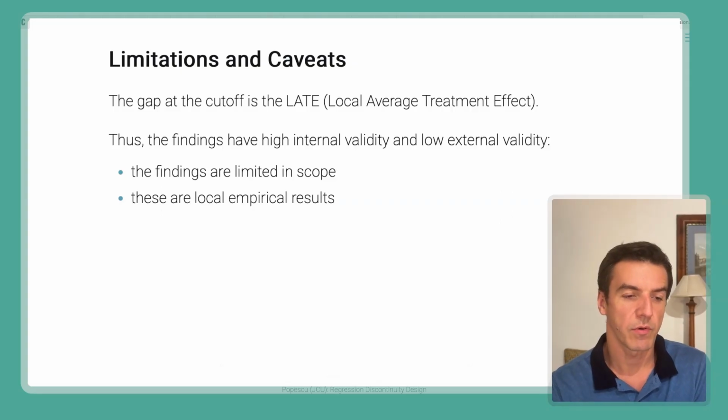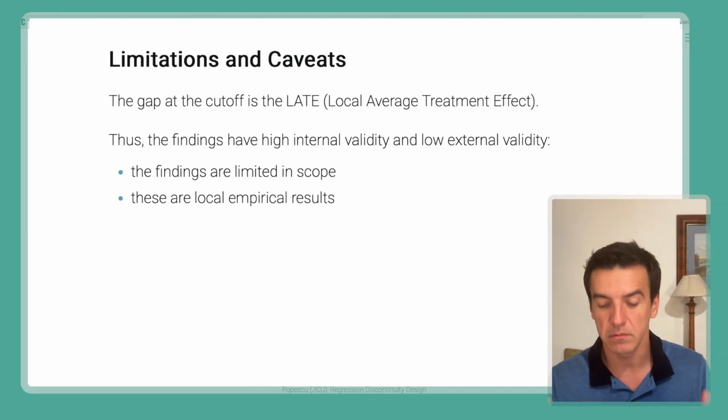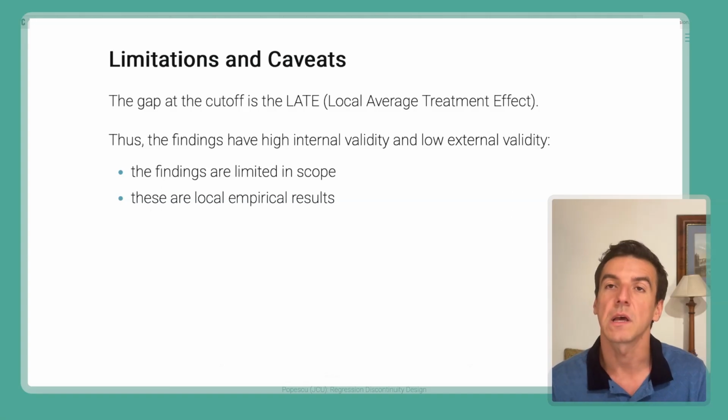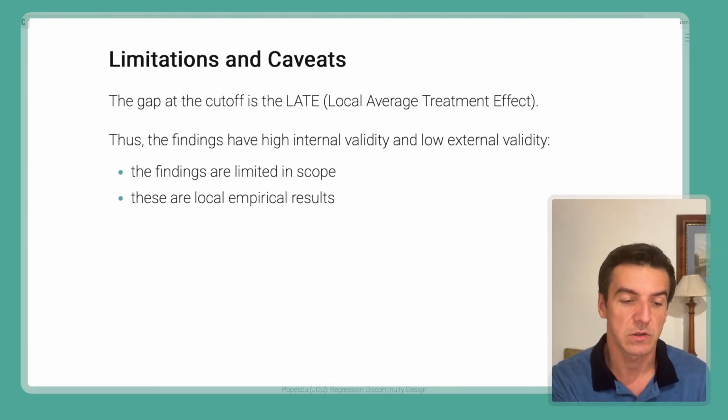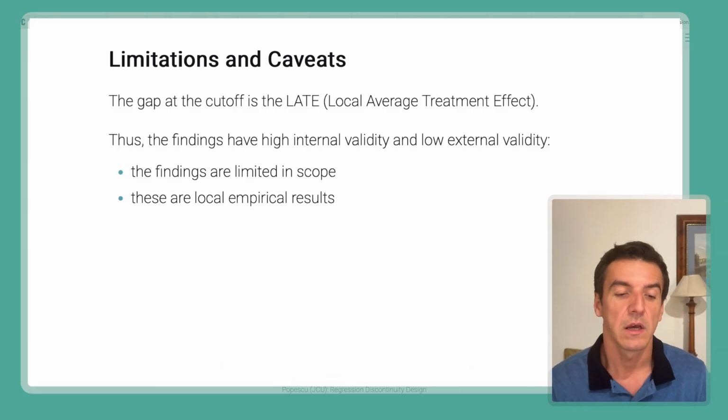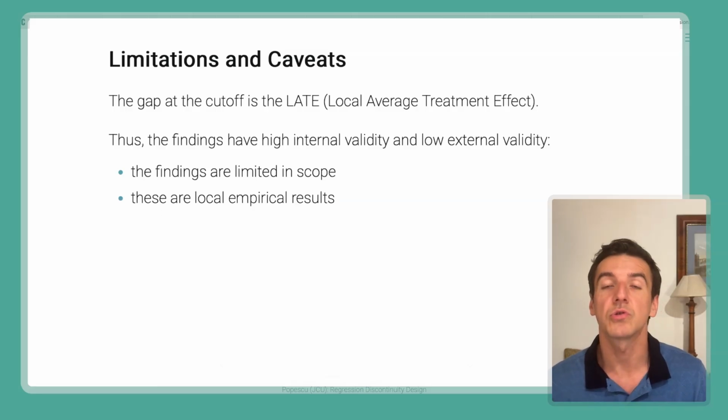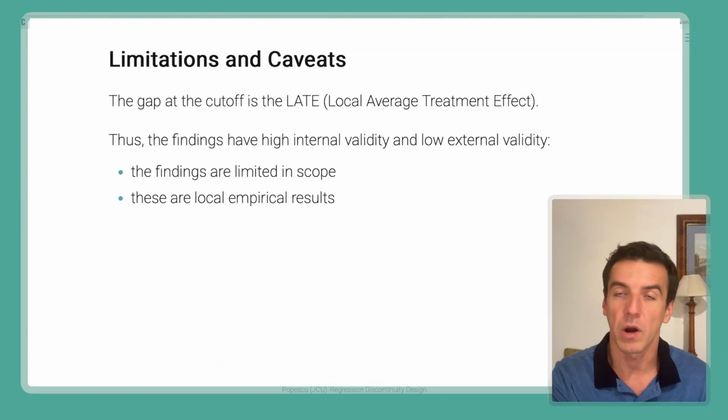Okay, so a reminder: the gap at the cutoff, this thing that changes depending on the parameters that we're selecting, is called the local average treatment effect, or LATE, right? The findings have high internal validity, meaning they clearly reflect what's happening at that cutoff, but low external validity. This means that the findings are limited in scope. The reason I'm mentioning this is that in every empirical paper, the authors should reflect on to what extent their findings could apply to other contexts or outside the very tiny analysis.